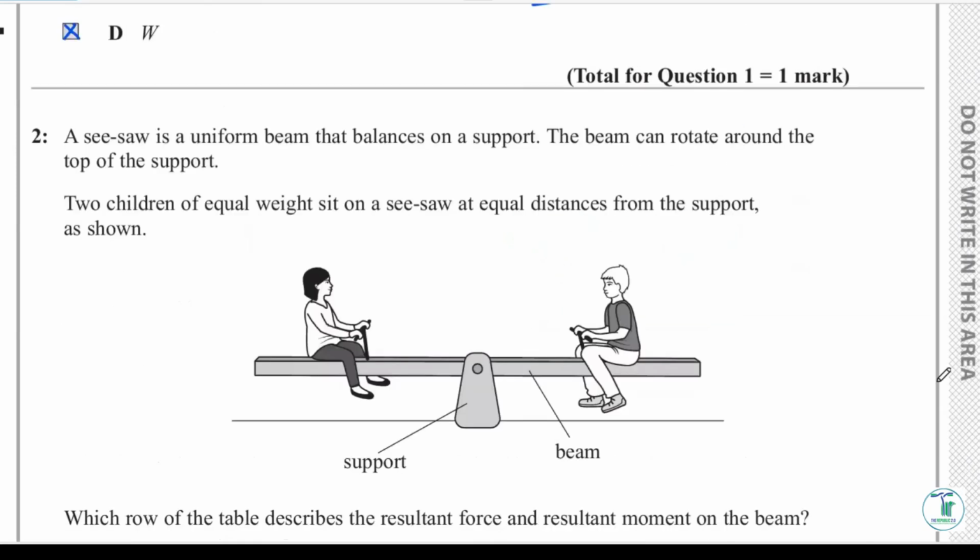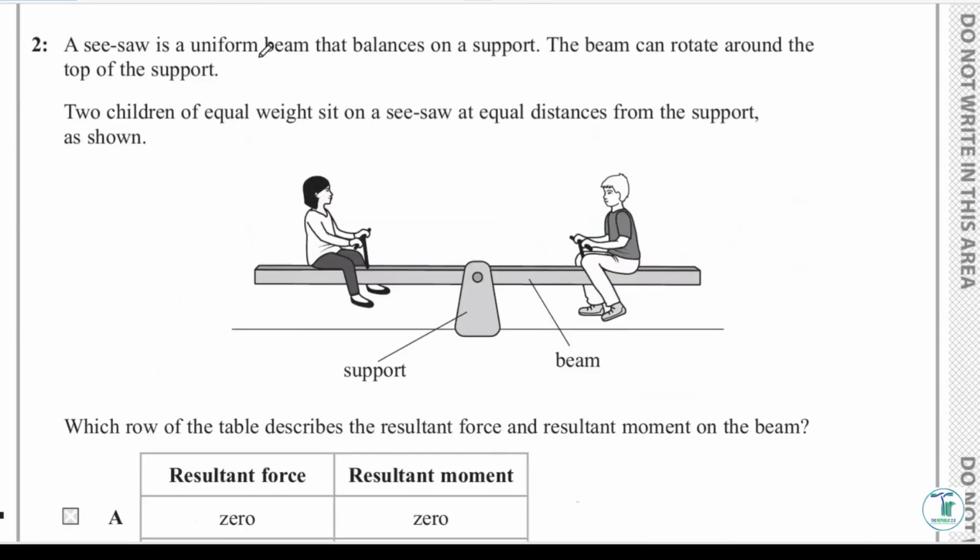Now you've got this question number 2. A seesaw is a uniform beam that balances on a support. The beam can rotate around the top of the support. Two children of equal weight. If they do have equal weight, what does that mean? That the downward force exerted by this girl should be equal to the upward force exerted by this boy. So what does that mean? That the summation of the forces, the resultant force, has to be 0.